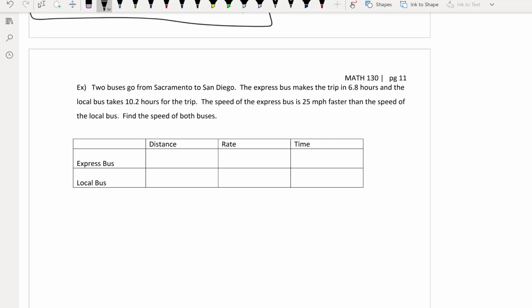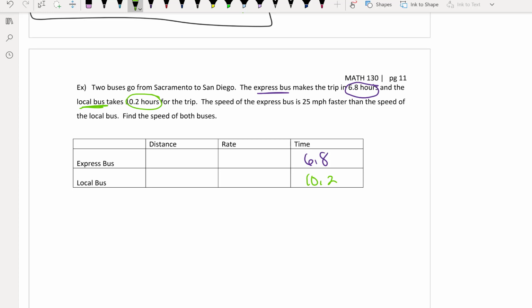Okay, so I know this is just like the last problem, because it says to find the speed of both buses. So speed, that's going to be represented by rate. So that's what I'm trying to figure out. I'm trying to figure out the rate of both the buses, okay? So let's look at some clues that it gives us. It says that the express bus can make the trip in 6.8 hours. So that's the express, that's the time, so 6.8. Now the local bus has it in a certain amount of hours, and that's going to be my 10.2.